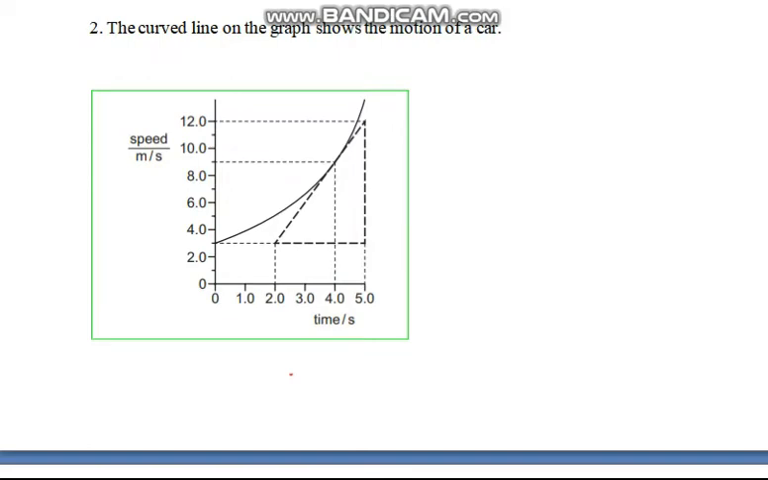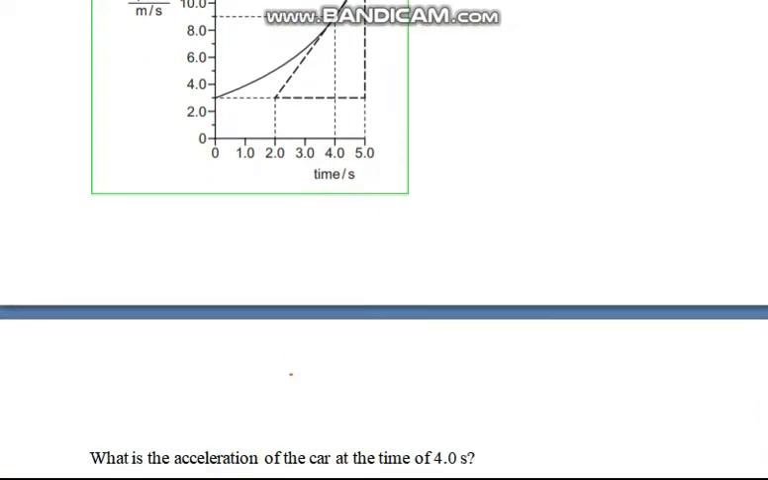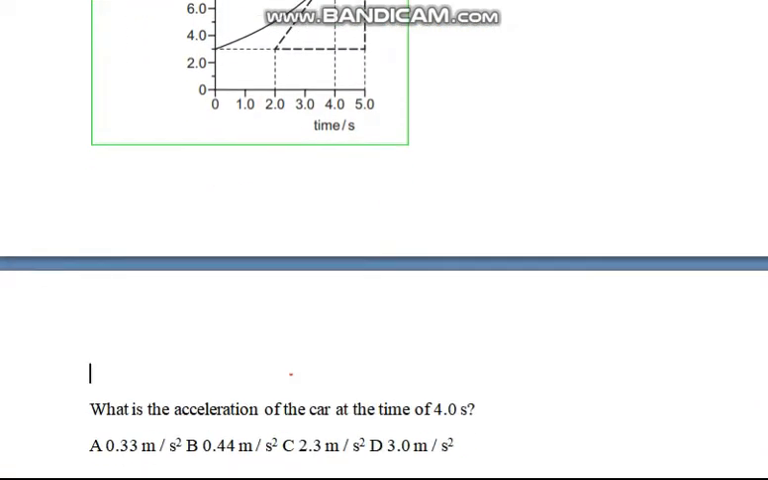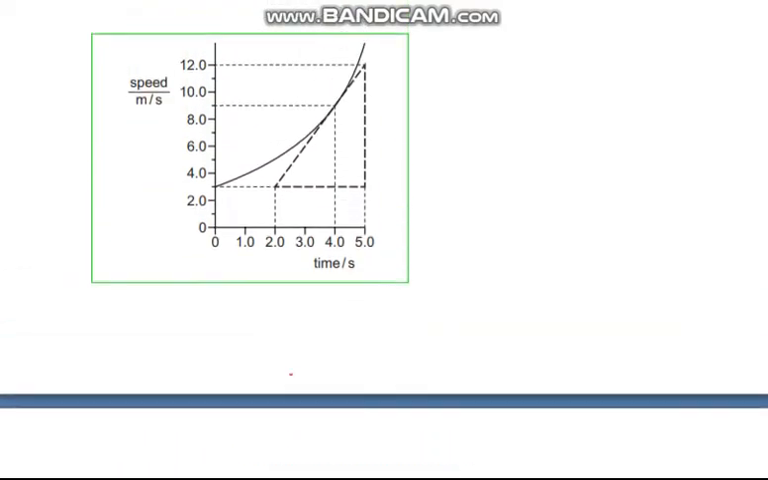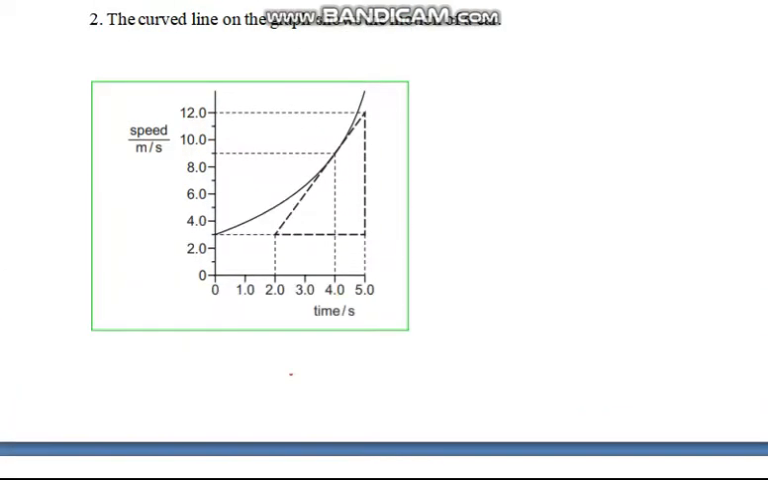Question number 2. The curved line on the graph shows the motion of a car. This curved part is showing the motion of the car, and we are supposed to find the acceleration at 4 seconds. You see the question, they've asked what is the acceleration of the car at the time 4 seconds. So we would draw a tangent and then the gradient for that particular tangent we would find. So it's already drawn over here.